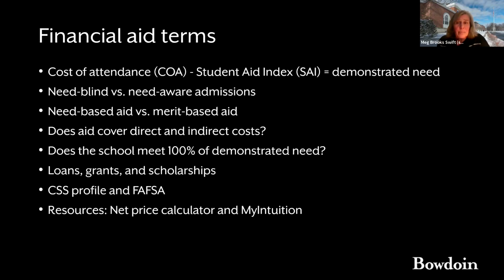Does the school meet 100% of demonstrated need? This means that a school is committed to meeting the full need in the aid package. If they meet 100%, they may do so with any combinations of loans, grants, and or scholarships, in addition to what your family is asked to contribute. If this is the case, then a school meets 100% of the demonstrated need.